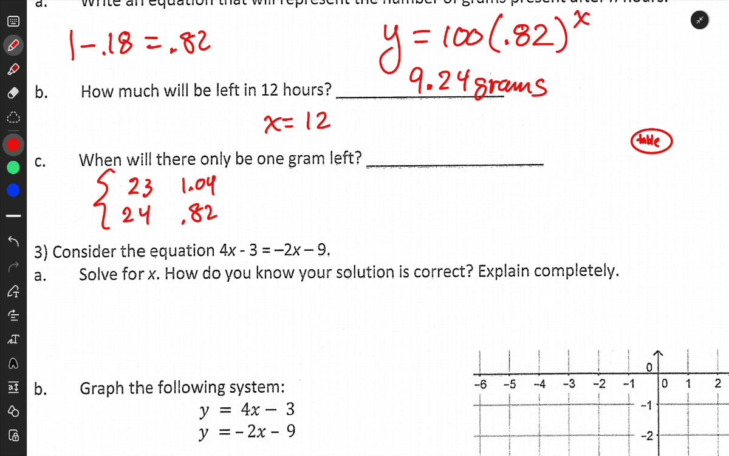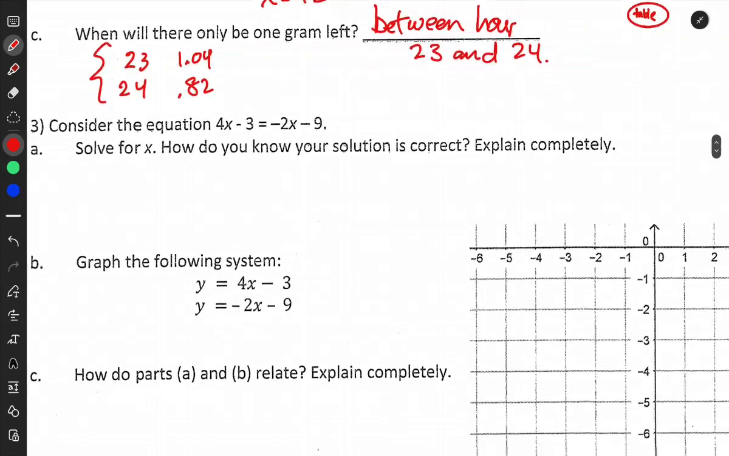So it says, when will there be only 1 gram left? And I'm just going to say between hour 23 and 24, somewhere in between those 2 hours, I'm going to go from having 1.04 grams to 0.82 grams. And I'm not going to think about fractional hours or minutes. I'm just going to leave my answer at that, somewhere between those two.